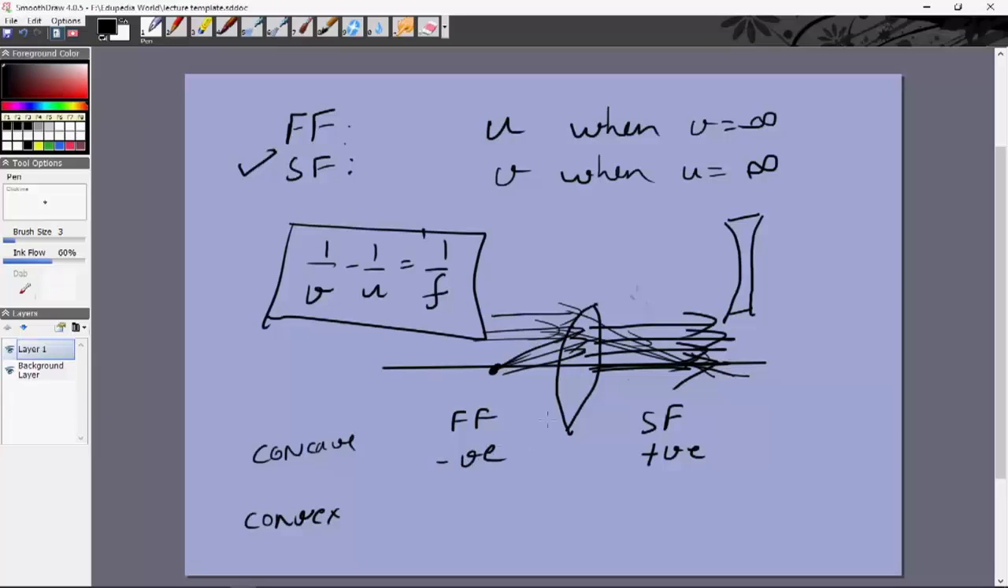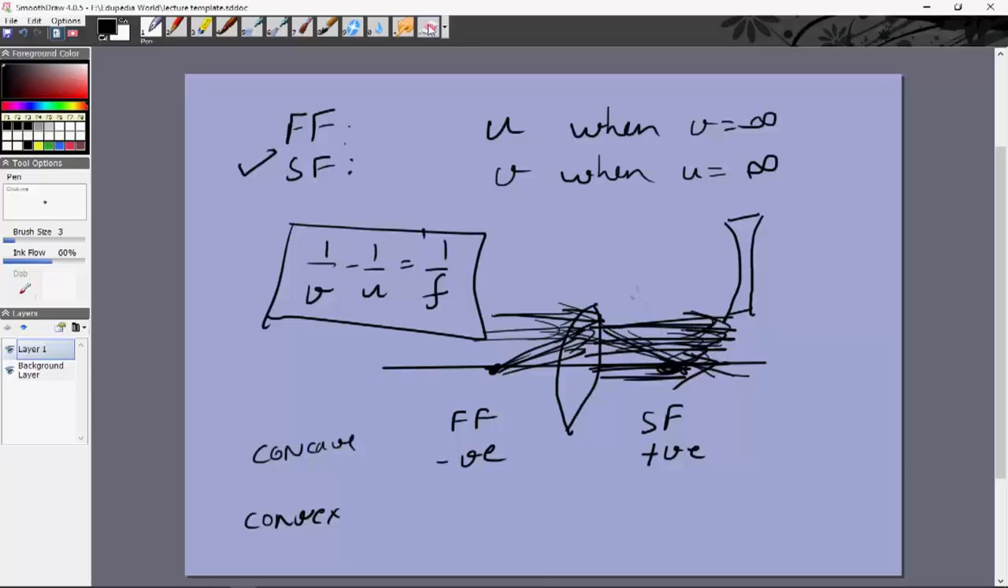For mirrors, first and second focal length were the same. For lenses, they are opposite, right? For lenses, the first focal length is where the object should be kept so that the image comes out parallel, and the second focal length is where do rays that come parallel actually meet, right? So this is the second focal length where parallel rays meet. This is the first focal length where if we keep an object here, they'll move out parallel.